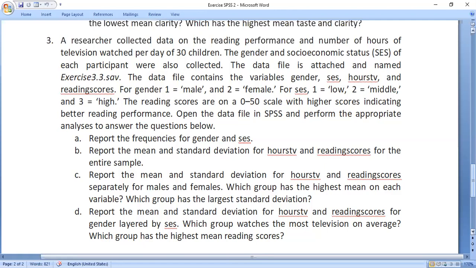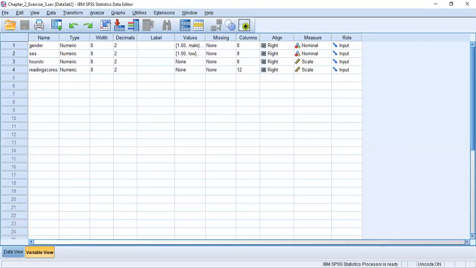So it's again a very simple question, similar to what we have done for question number 1 and question number 2. Let's move to the data first and straight away try to perform the analysis. So I move to exercise 3. I'm sharing exercise 3 with you.